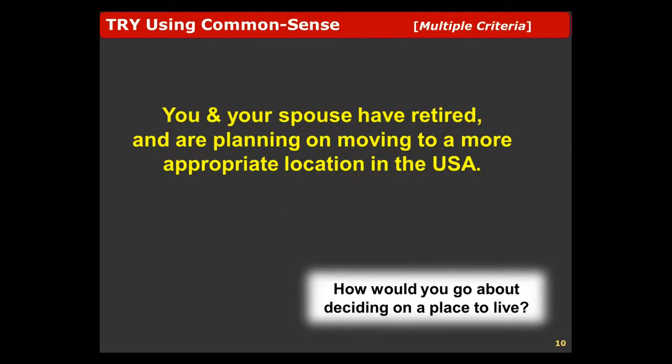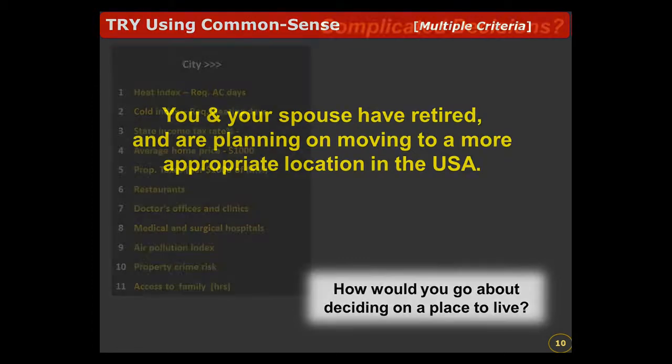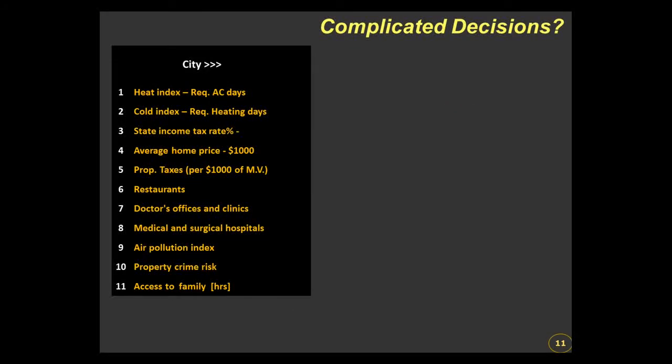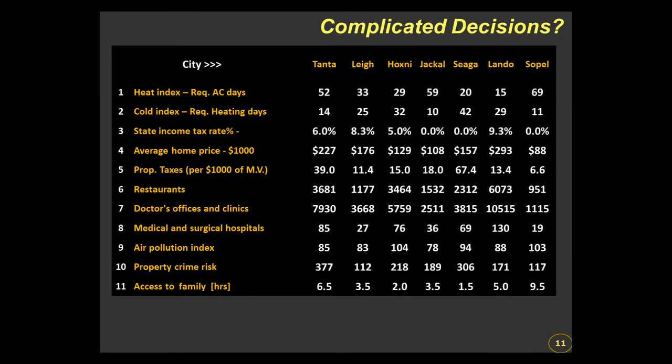For example, with regard to multiple criteria. You and your spouse have retired and you're planning on moving to a more appropriate city in the US. How would you go about it? Well, you might think about crime, pollution, hospitals since you're getting a little old, price of housing, etc. So let's put down some criteria. Here I have 11 criteria. Let's get data for 7 cities in the USA. These are factual data from the internet. Now can you decide where you would like to live?